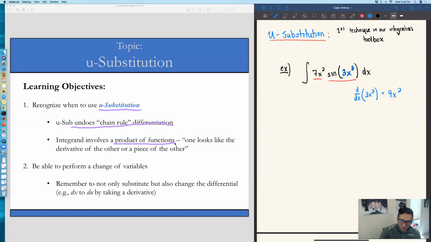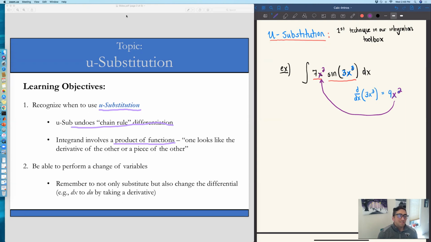And if we compare what we have here, we see we have this x squared component coming out of its derivative, but we also see this x squared component sitting out there in front of that second function. And this is going to be indicative of, hey, one of these pieces of this integral looks like the derivative of the other, which suggests u-Substitution might be appropriate.